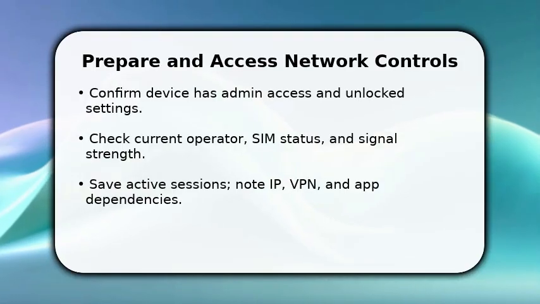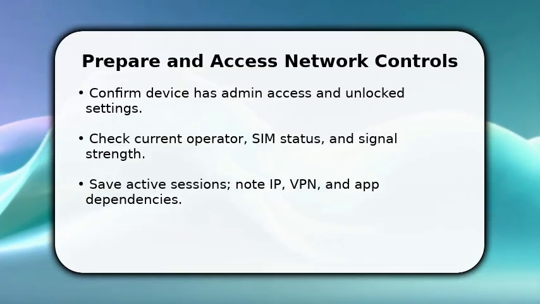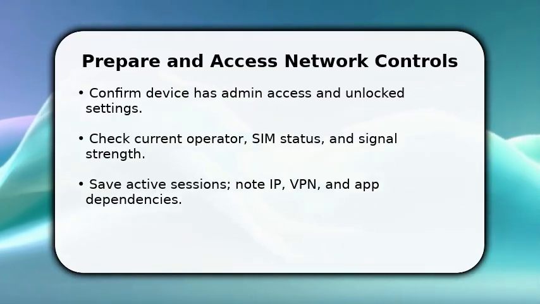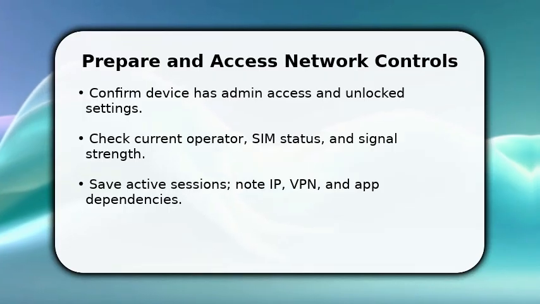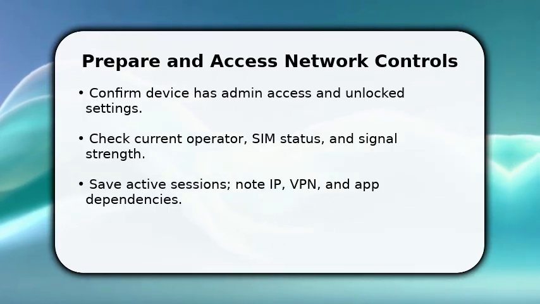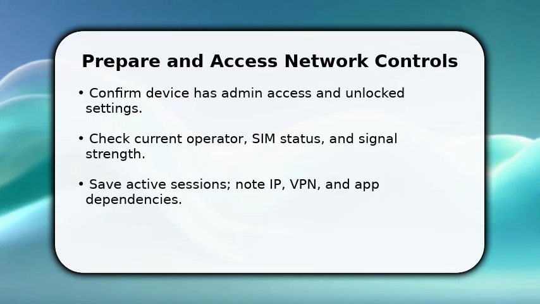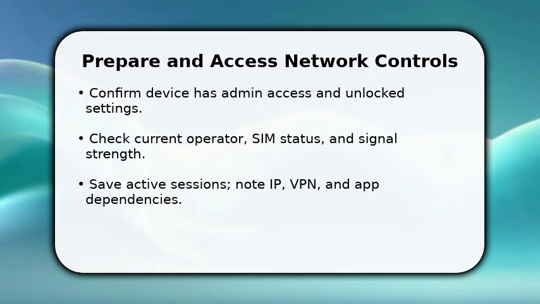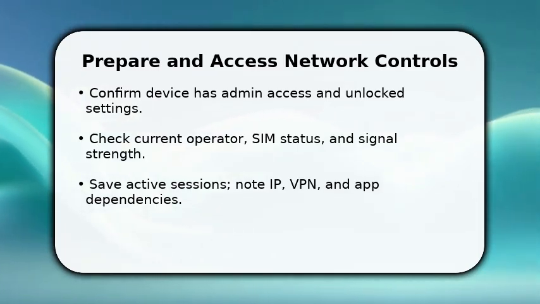You start by confirming you have admin access and the right SIM or eSIM controls. This prevents soft locks. Once done, inspect the current operator, signal bars, and whether a VPN or carrier profile is active, because those affect routing. Make sure to save active sessions and note assigned IPs and any apps that require persistent connections.